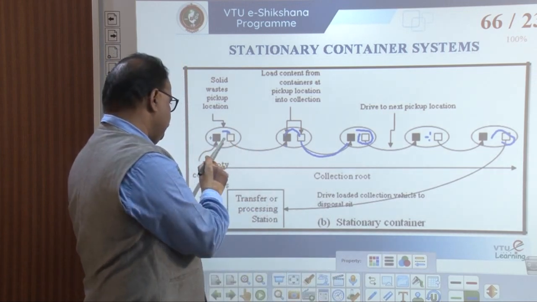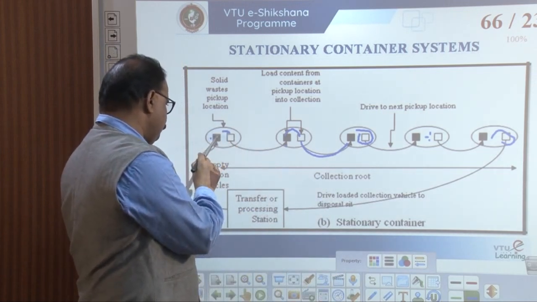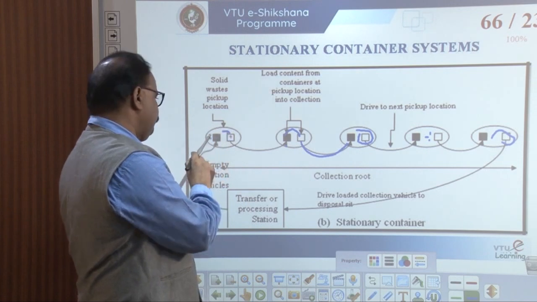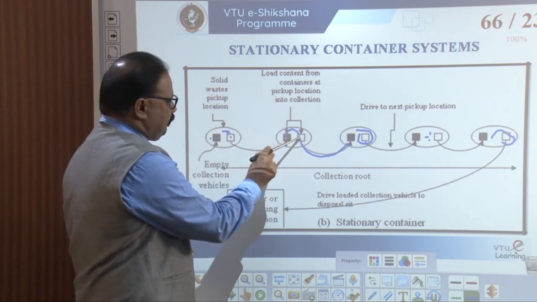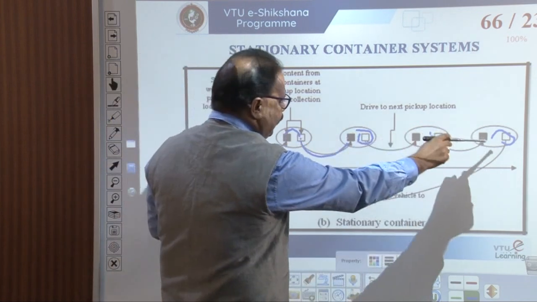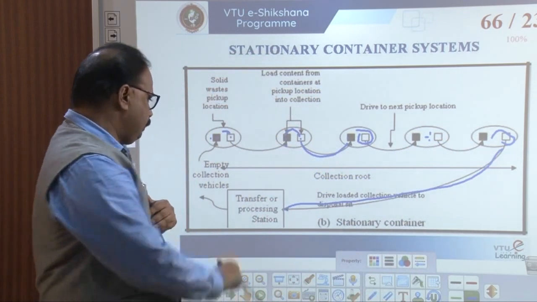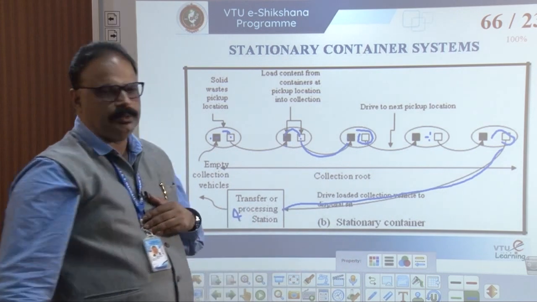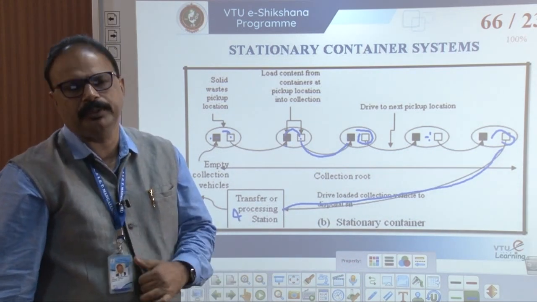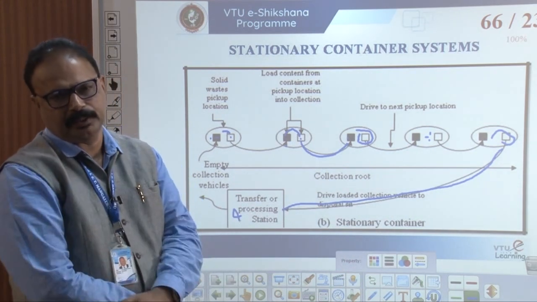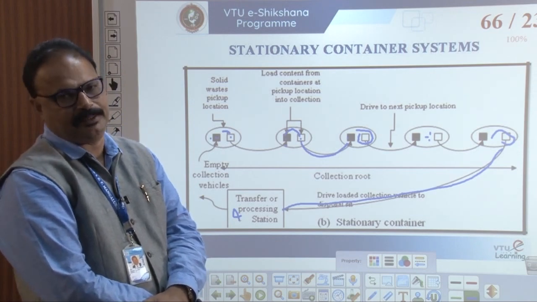The empty container stays here only. This is the same container that was filled with waste, and it is kept here after emptying. The same container, after emptying. And the loaded vehicle will come to the dump yard, or it may be a transfer station. Transfer station or dump yard. This is called the stationary container.